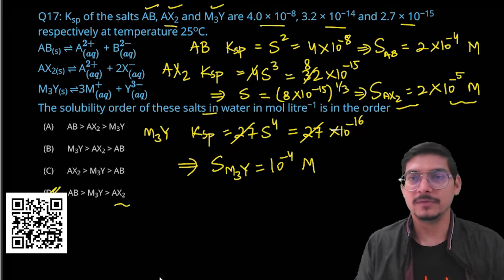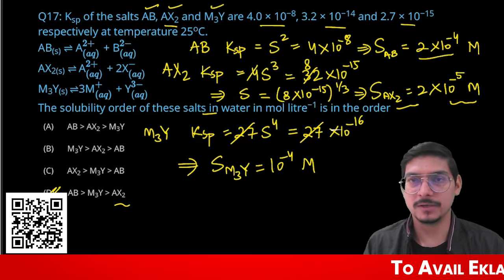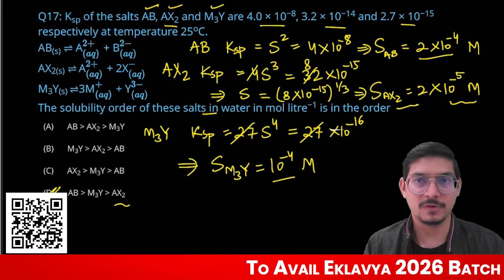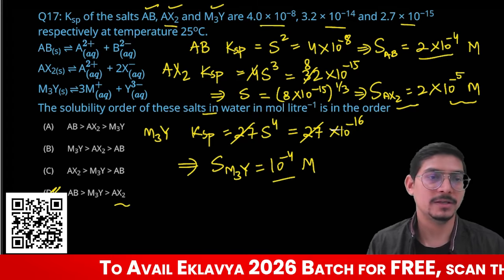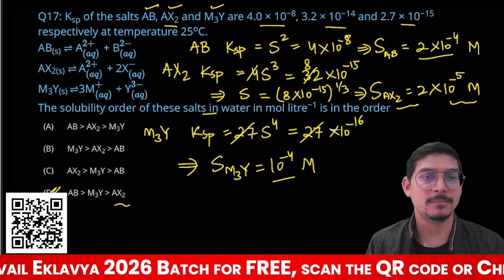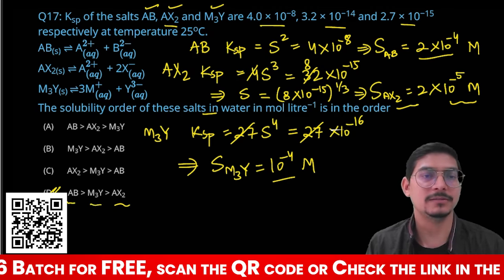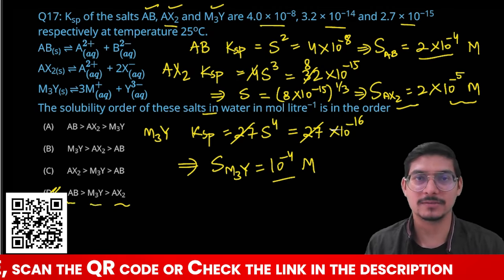Out of AB and M3Y, AB has solubility 2 into 10 raised to the power minus 4, and M3Y is 10 to the minus 4. So obviously AB has higher solubility than M3Y. So the correct order of solubility is maximum for AB, then less for M3Y, and the least for AX2. So option D is the correct answer to this question.